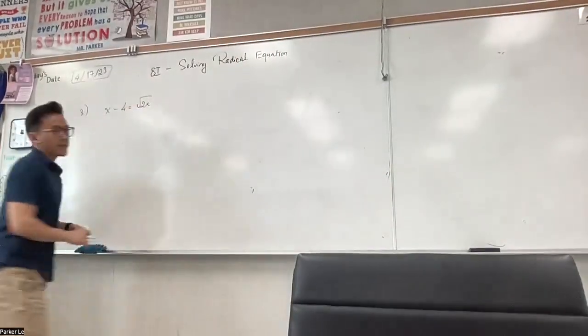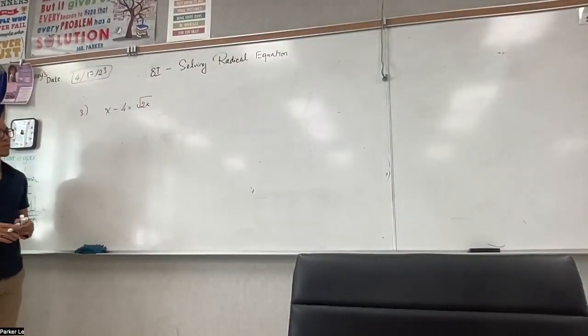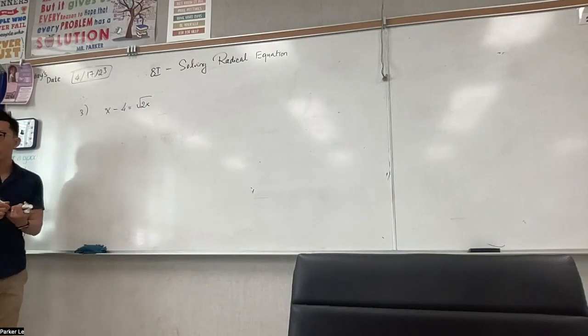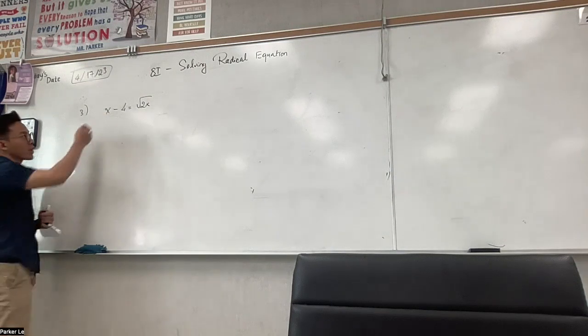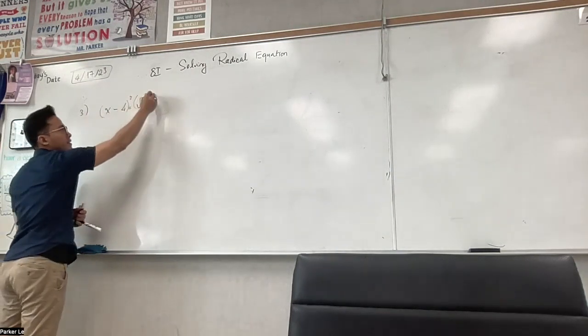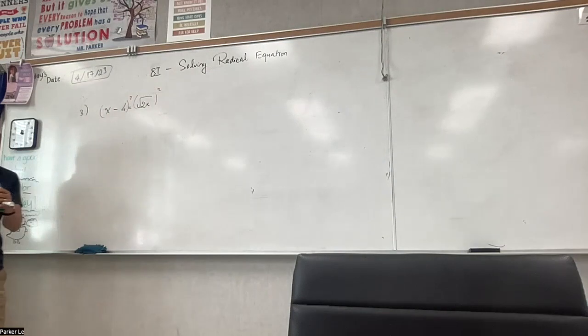Okay, example number 3. x minus 4 equal to square root of 2x. What are we going to do? We square it, not square root, we square it. Why can't we square it right away? Because the radical is already isolated.